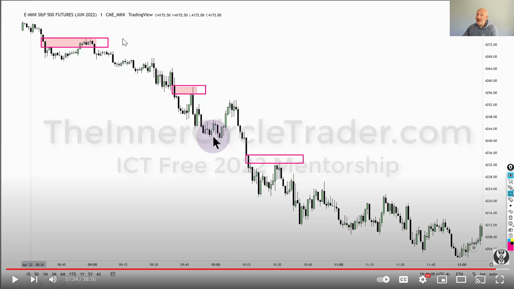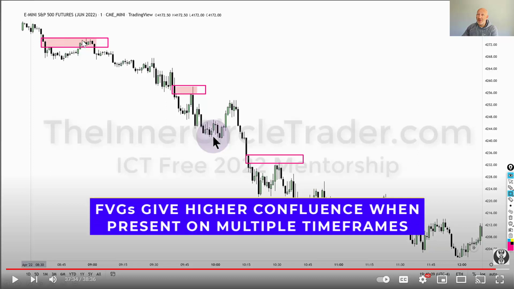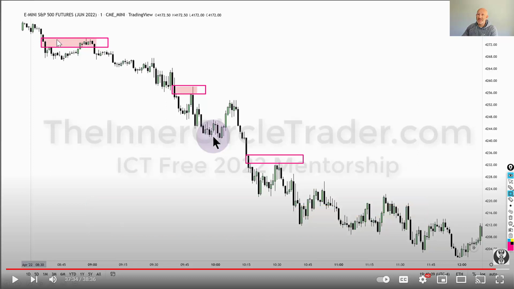So again, this is, I think, a really important point. ICT didn't mention it in this particular video, but it's certainly something that's come up in a lot of my testing, is that you want to see fair value gaps across a number of your execution timeframes to give you that confluence, and then obviously the confidence that it's a valid setup and there really is an imbalance there. It's just not an aberration on that specific time frame.